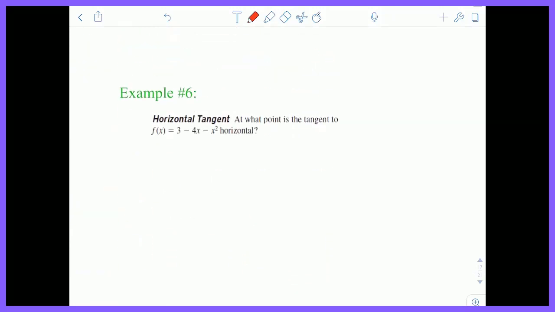Let's try this last example. It says, at what point is the tangent to this curve horizontal? Horizontal tangent. What's the slope of a horizontal line? Well, the slope of a horizontal line is 0. Slope is 0. So really what I want to do is find when the slope of this thing, 3 minus 4x minus x squared, is equal to 0.